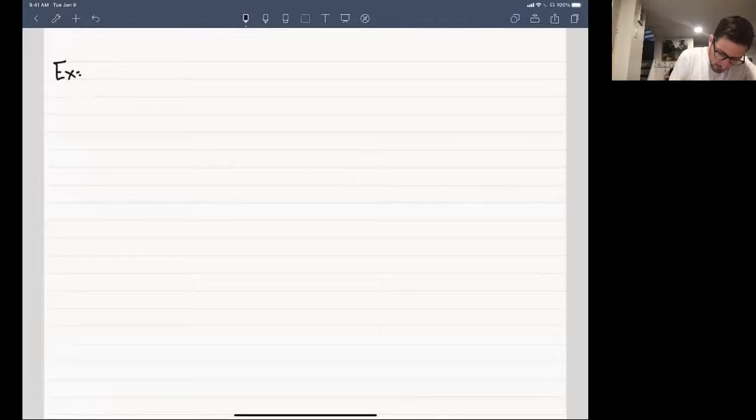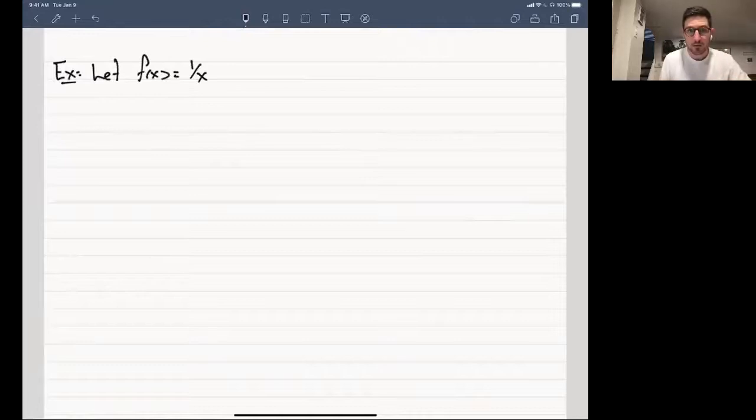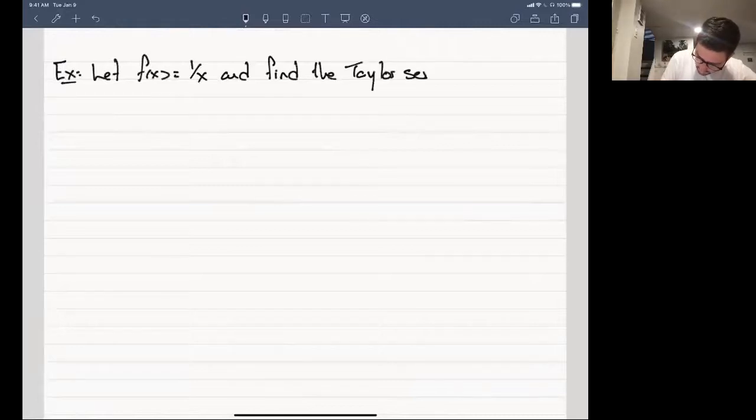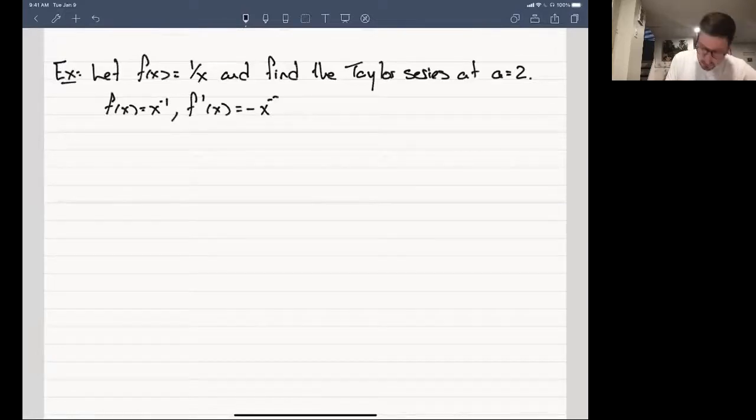So let f of x equal 1 over x, and find the Taylor series at a equal to 2. Once we do this, we can ask ourselves where this thing converges. But let's first find some derivatives. So first of all, f of x is equal to x to the minus 1, f prime of x is equal to minus x to the minus 2, f double prime of x is equal to 2x to the minus 3.